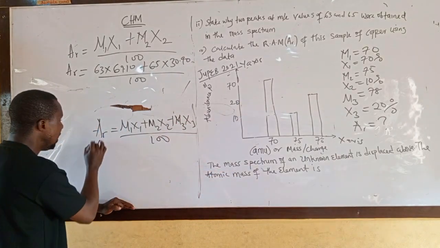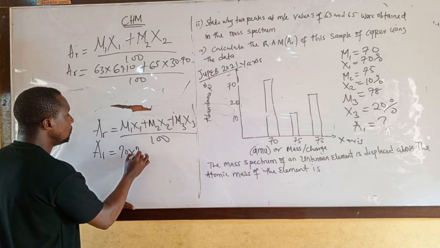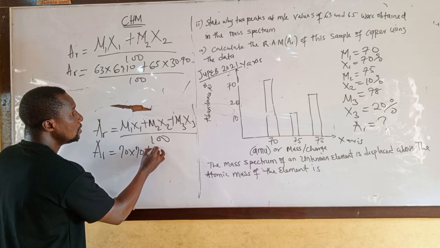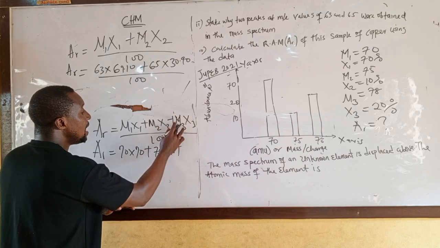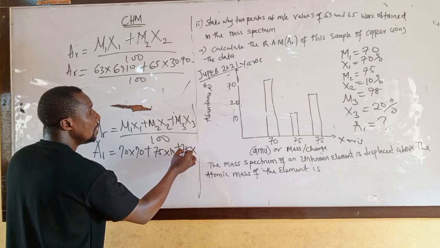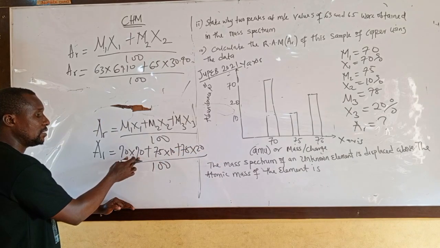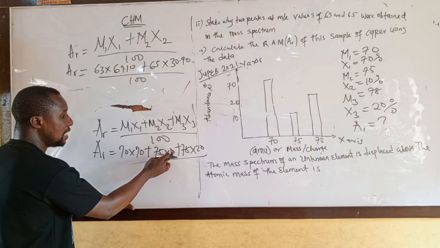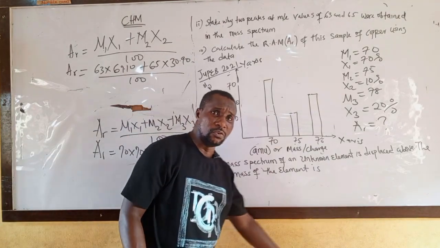Substitute all those data. AR: M1 is 70, S1 is 70, M2 is 75, times S2 which is 10, plus M3 which is 78, times S3 which is 20, everything over 100. 70 times 70, 75 times 10, 78 times 20. You can solve it on your own.